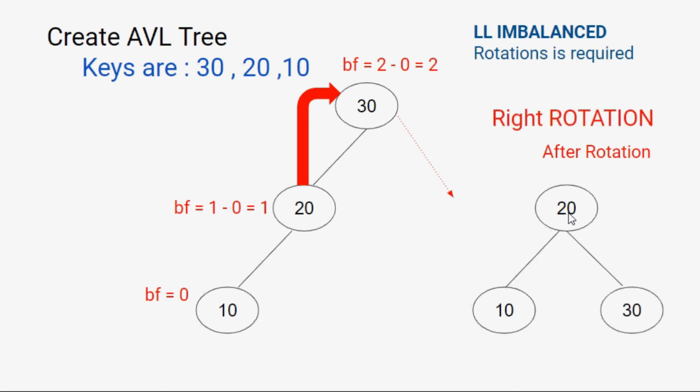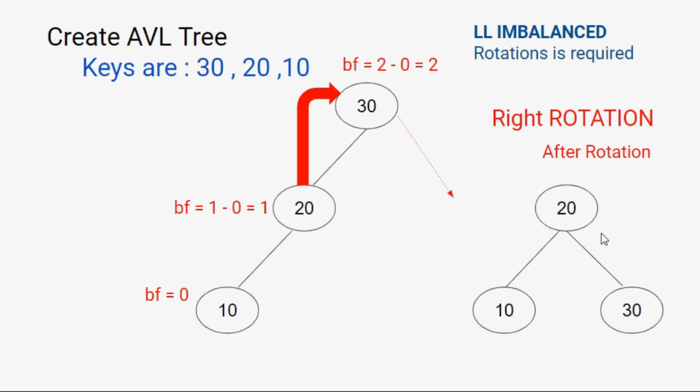Now when you calculate the balance factor, your tree is going to be a balanced tree. That means it is an AVL tree. As I told you earlier, leaf nodes have a balance factor of 0, and for the root node, the height of the left subtree is 1 and the height of the right subtree is also 1, so 1 minus 1 gives me 0. So that means this is a balanced tree.